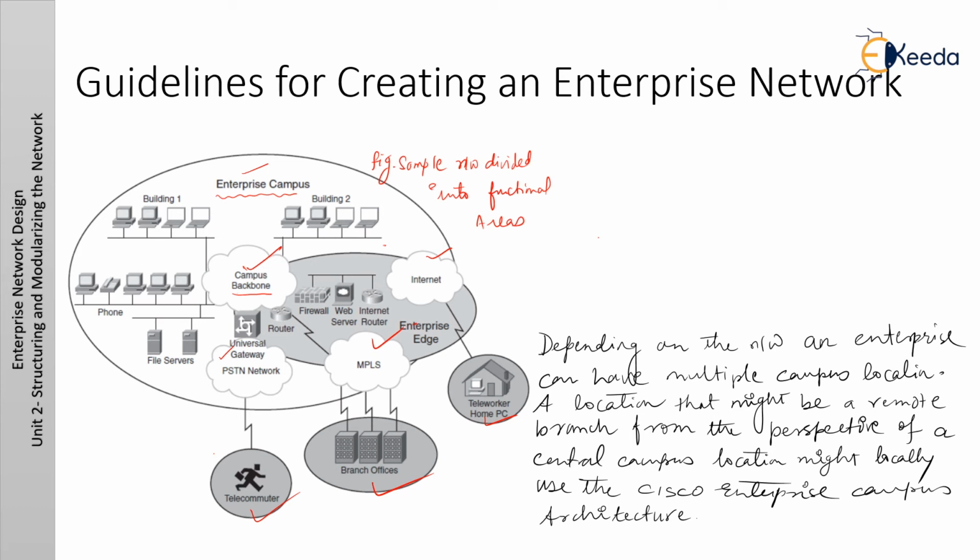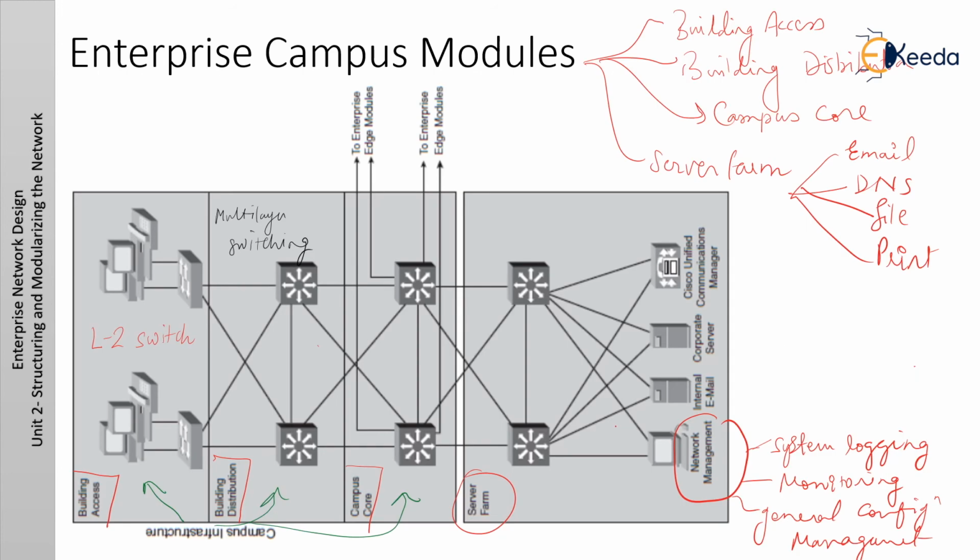So depending on the network, an enterprise can have multiple campus locations. A location that might be a remote branch from the perspective of the central campus location might locally use the Cisco Enterprise Campus architecture. Enterprise Campus Module.